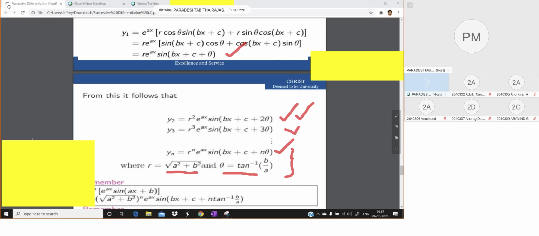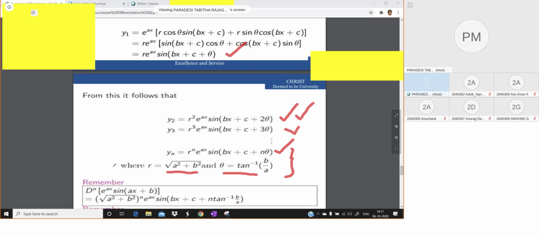Or what you can do is substitute your r and theta in the equation itself. So the final answer would be d power n into e power ax sine bx plus c is r power n, because r power n is coming. So r is the square root of this. So r power n e power ax and then sine bx plus c plus n into theta, and theta is a tan inverse b by a. Quickly confirm if this is right.